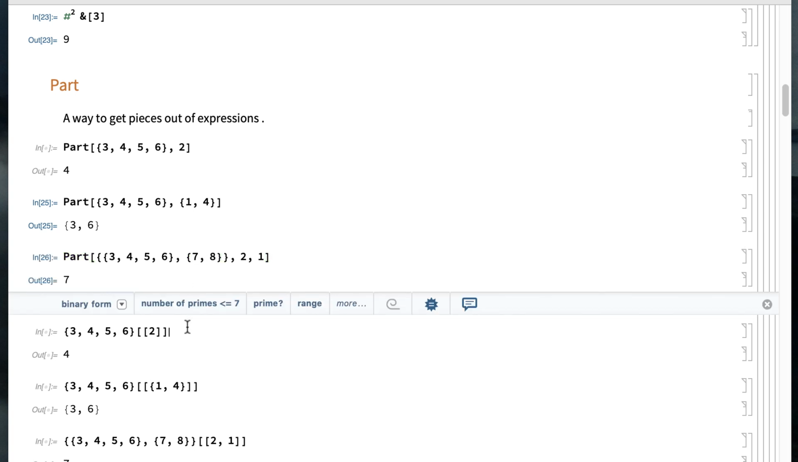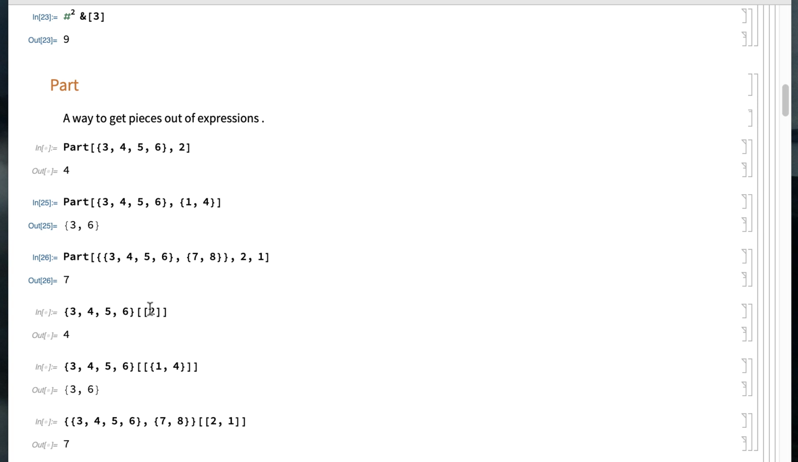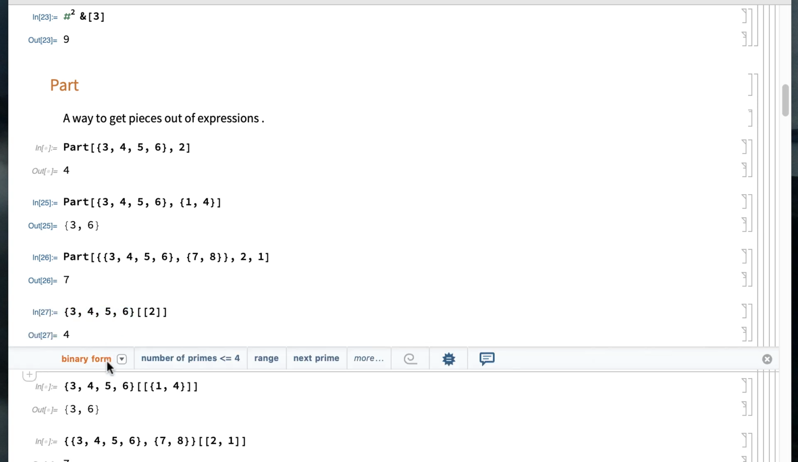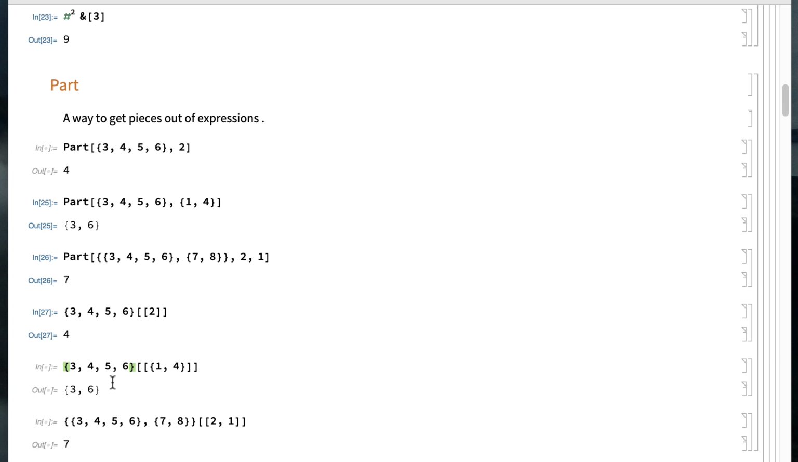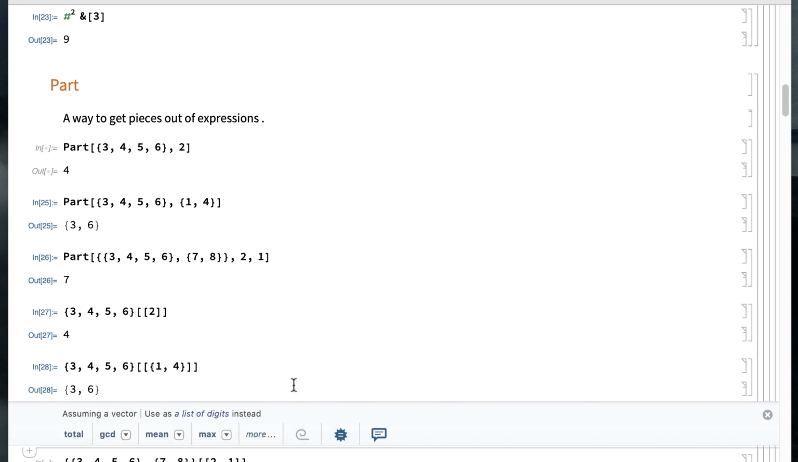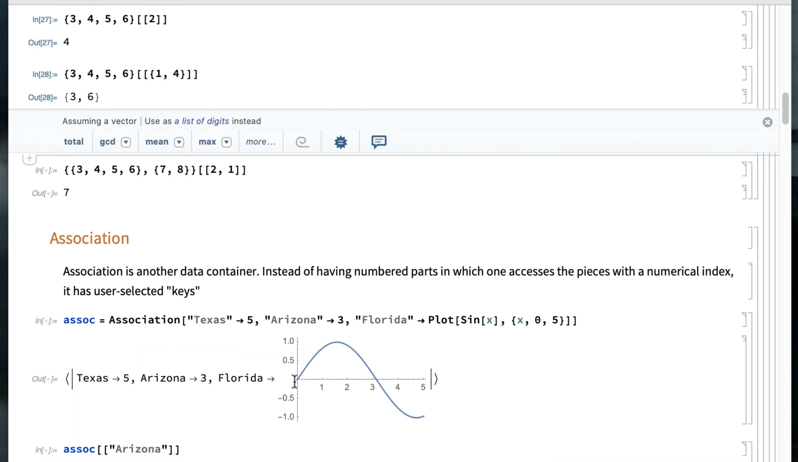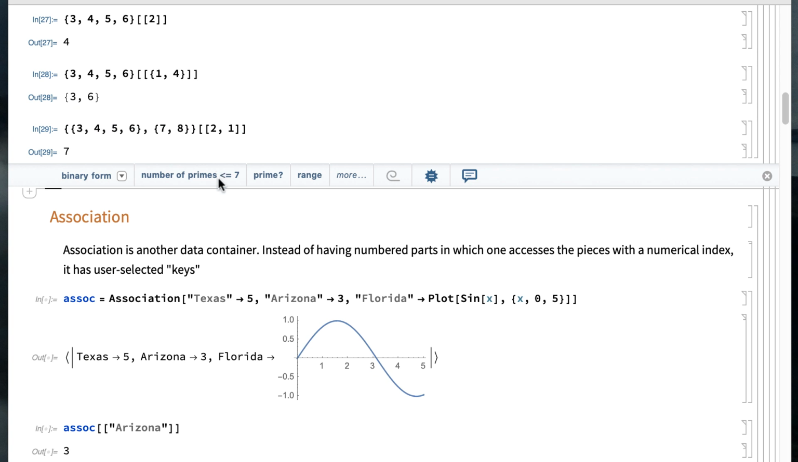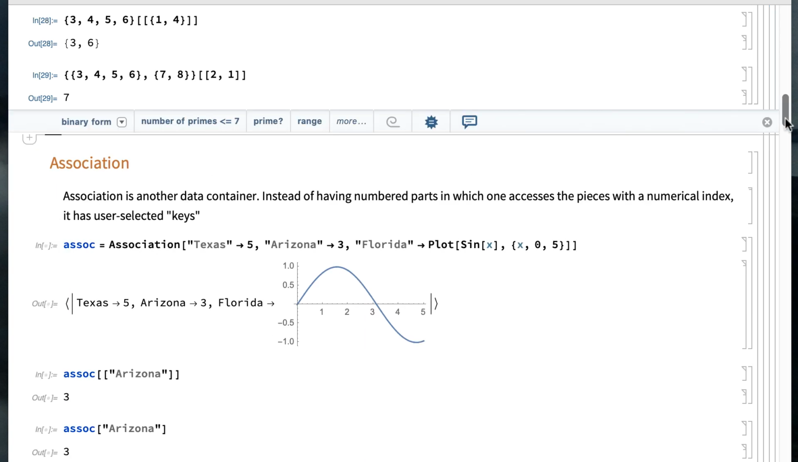There's another notation for part, which you'll frequently see, which is the double square brackets. You'll see that here. So this is simply saying, get me the second part of this expression. Here I'm saying, get me the first and the fourth parts. And here I'm saying, get me the second part, and then of that sub-expression, get me the first part. Okay, so that is part.